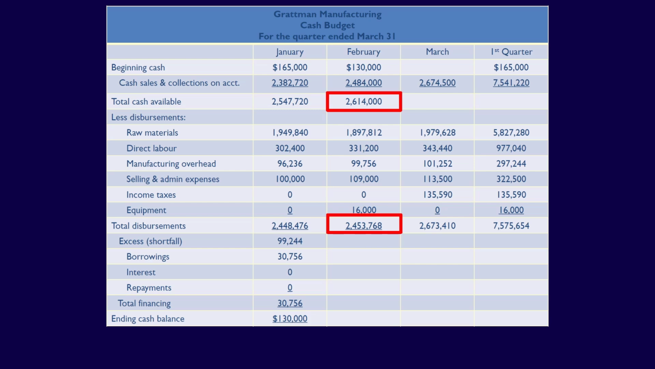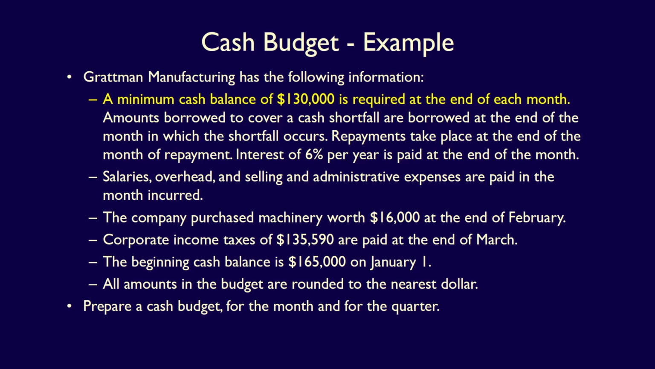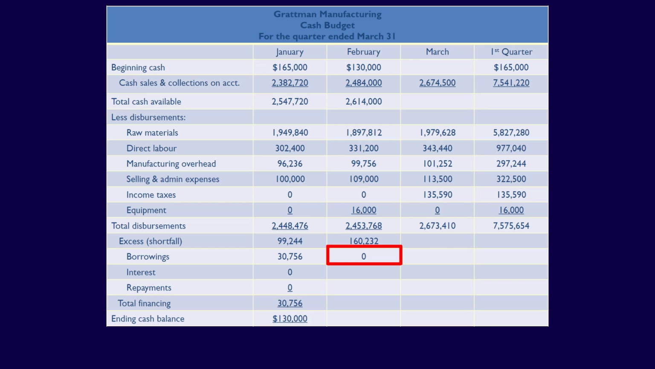$2,614,000 of cash available minus $2,453,768 of total disbursements is equal to an excess of cash of $160,232. This means that the company has excess cash of $160,232 for February, which means that the company has a balance which is above the required amount of $130,000. Therefore, management does not need to borrow any cash in February.